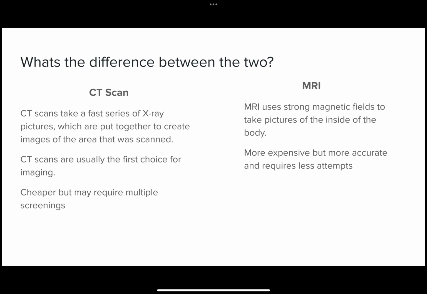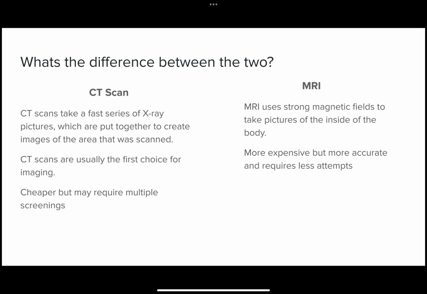So you see, CT scans take a fast series of X-ray pictures which are put together to create images of the area that was scanned. CT scans are usually the first choice for imaging since it's a cheaper option, but it may result in multiple screenings to get an accurate result. Now, an MRI scan uses a strong magnetic field to take pictures of the inside of the body. They are more expensive, but they are more accurate and require fewer attempts.